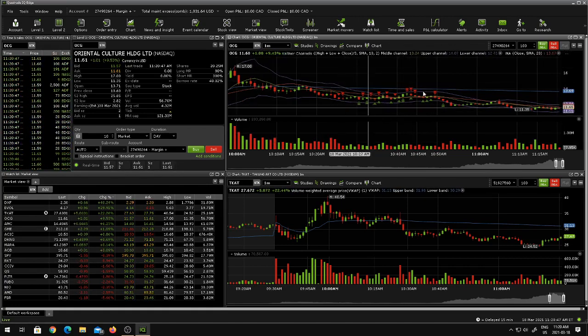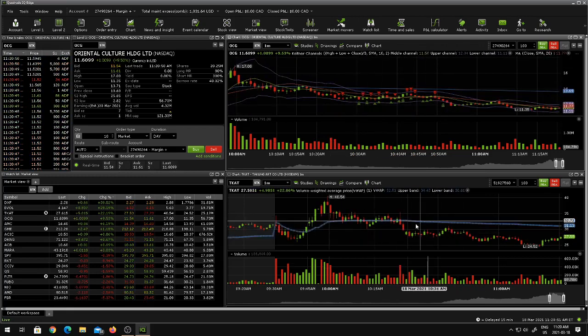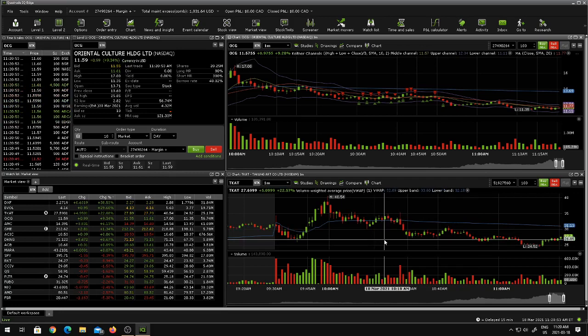And this is just the idea of this strategy, is that the VWAP is going to act as resistance, so you want to use that as a level of resistance and a level where you're going to get out if it goes towards that level.